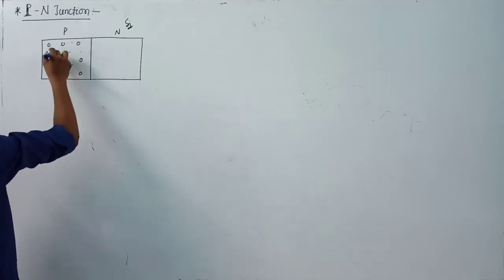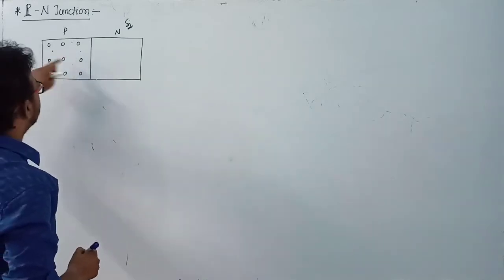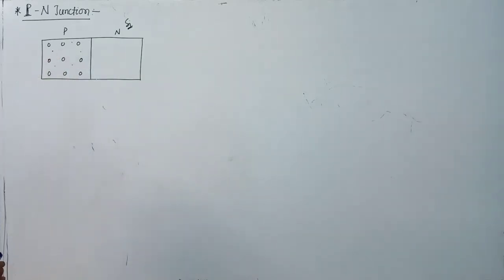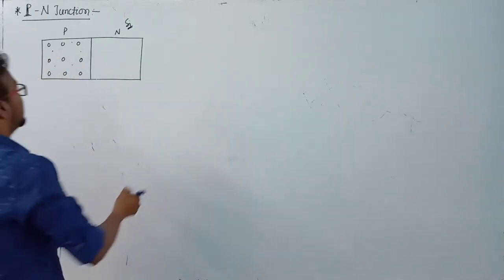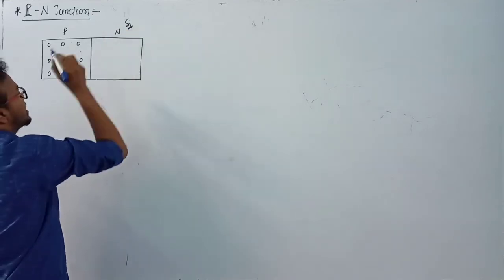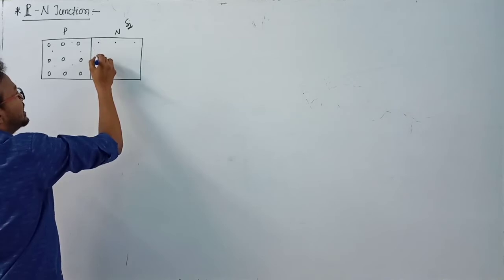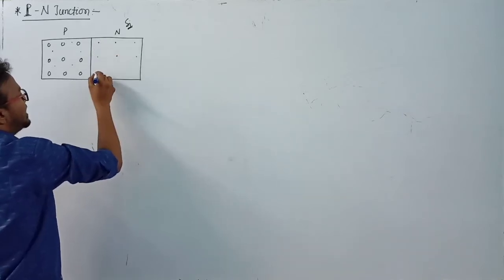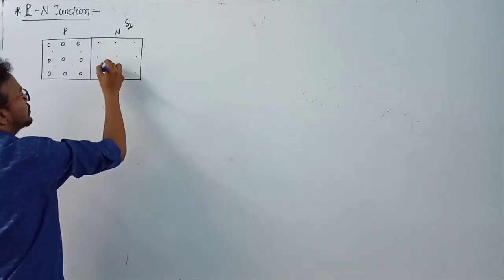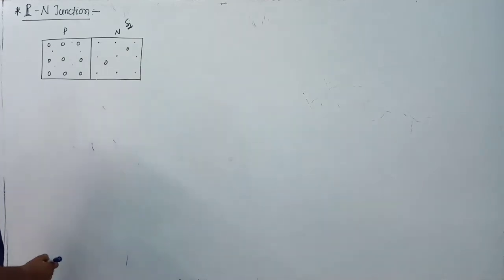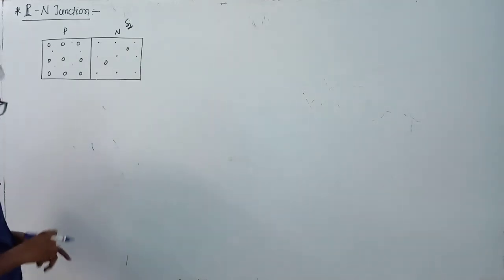Clear? And the minority charge carrier in a p-type semiconductor is the electron, we already know. But in an n-type semiconductor, the majority charge carrier is the electron and the minority charge carrier is the hole. This is the minority charge carrier. Clear? Okay.